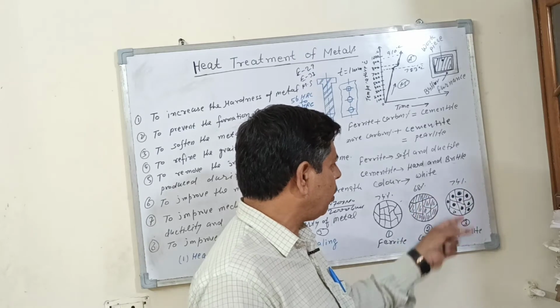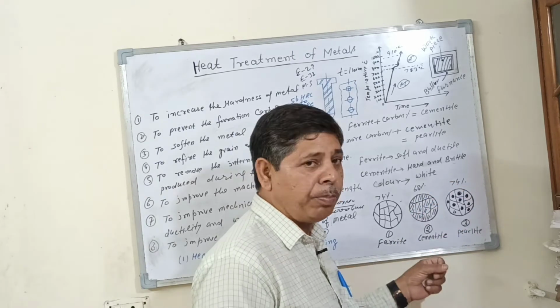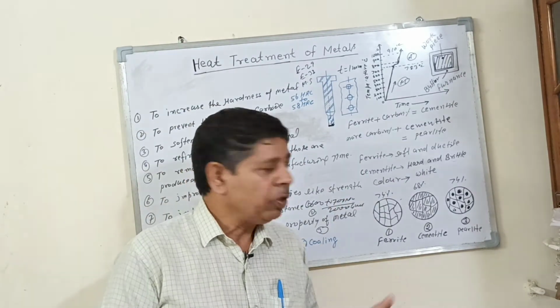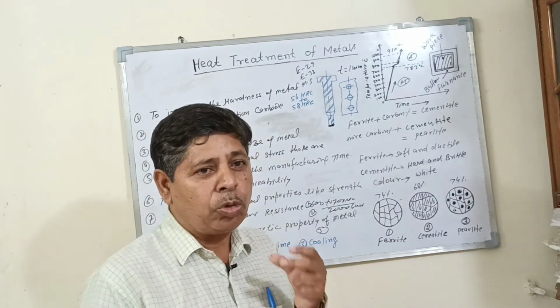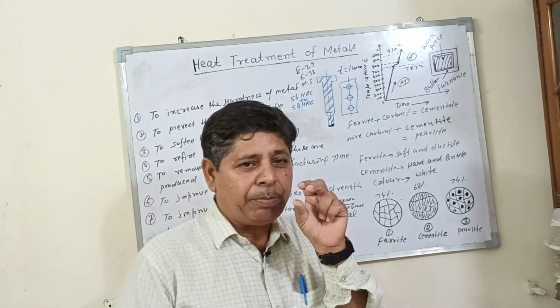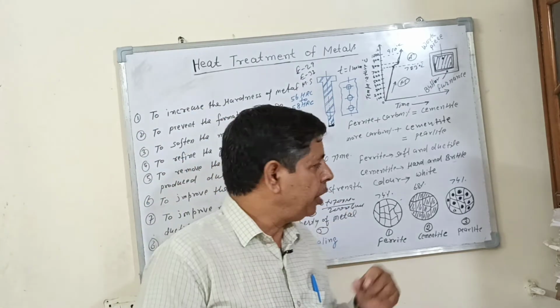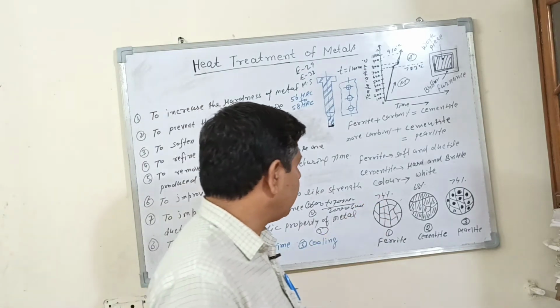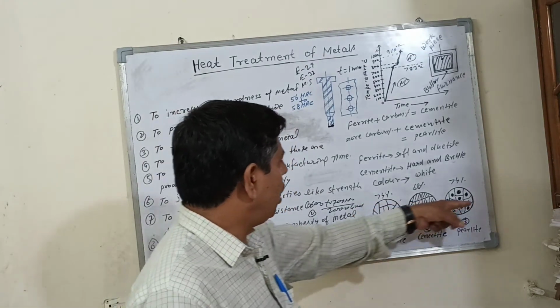The packing factor of this pearlite is 74%. So what is the packing factor? The packing factor is the ratio of the total volume of the atoms in one unit cell divided by the total volume of the unit cell. This is the packing factor. How to prepare?